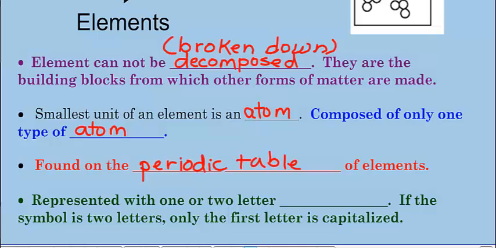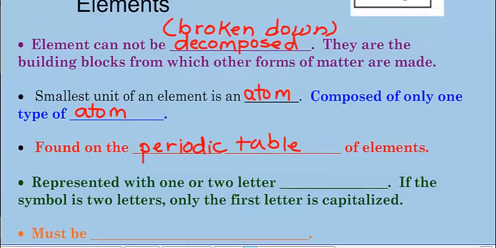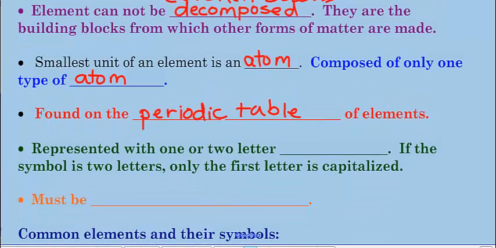And we can represent our elements with a 1 or 2 letter symbol. If the symbol is 2 letters, like gold, we only capitalize the first letter. So for example, the symbol of gold is capital A, lowercase u. AU, give me your gold, right? We capitalize the first letter, lowercase the second letter.